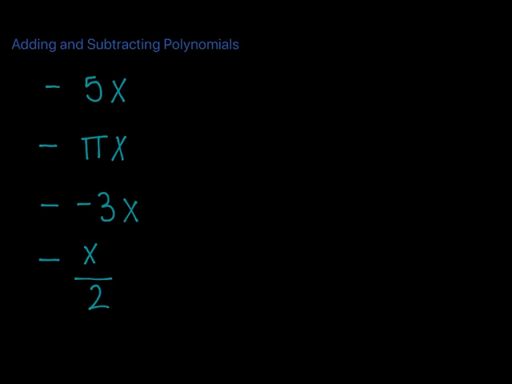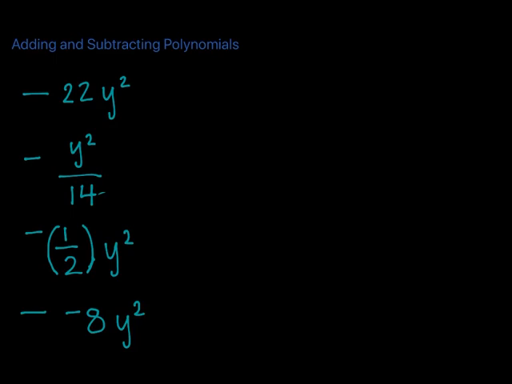In this example, 5x, pi x, negative 3x, and x over 2, all these terms are like terms, and the reason being is that all of these terms have variables that are x. Even our fourth example, because x over 2 can be rewritten as 1/2 x. So the coefficient is 1/2 and the variable is x, just like the rest of these terms. Therefore, all of these terms are like terms.